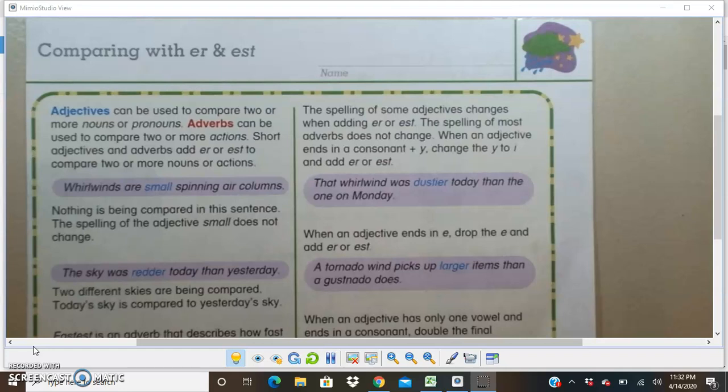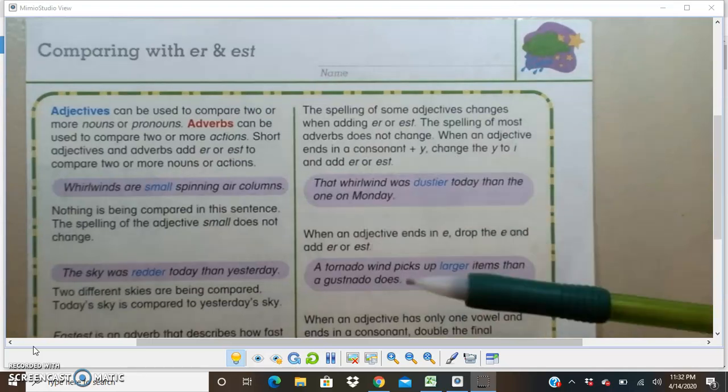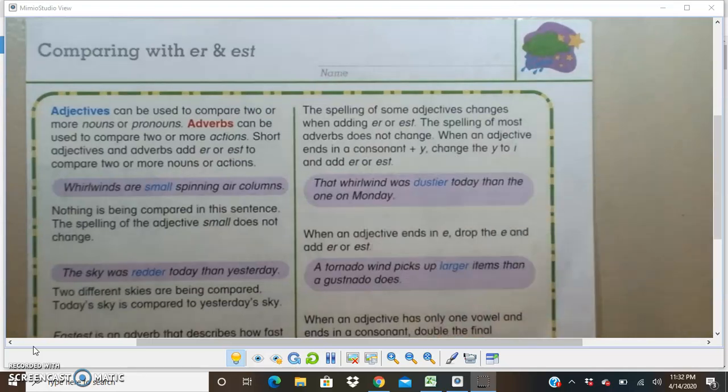It says, adjectives can be used to compare two or more nouns or pronouns. Adverbs, though, can be used to compare two or more actions. An adverb compares an action, which is a verb. An adjective can be used to compare nouns, which is a person, place, or thing, or pronouns. Short adjectives and adverbs add an ER or an EST to compare two or more nouns or actions.